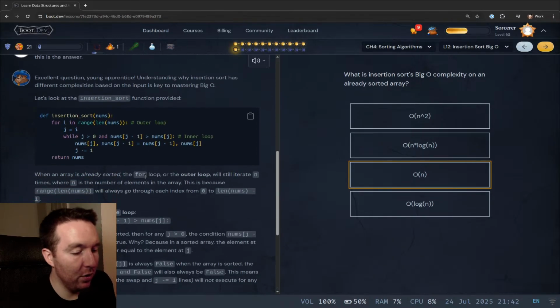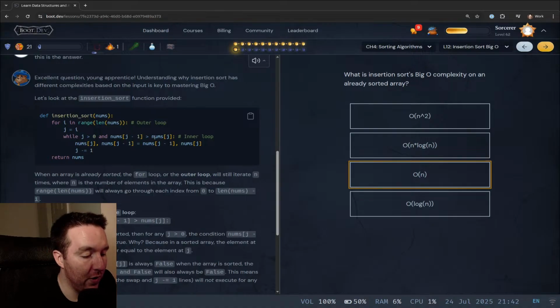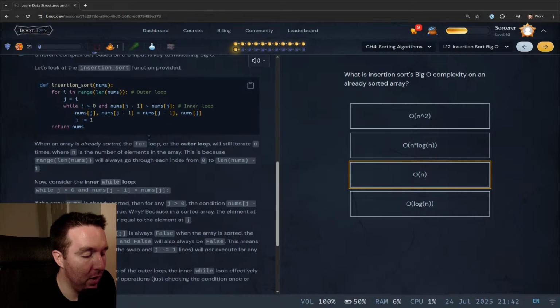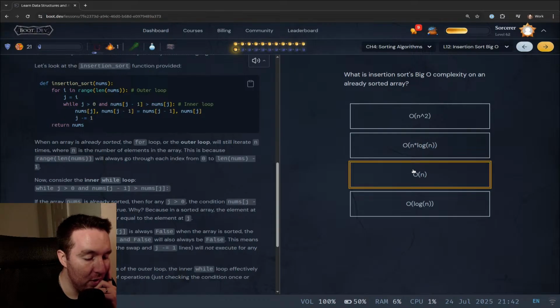So, excellent question, young apprentice. Understanding why insertion sort has different complexities based on the input is key to mastering Big O. Let's look at the insertion sort function provided. Outer loop, inner loop. When the array is already sorted, the outer for loop will still iterate n times. Oh, sorry, it's not constant, it's just linear. Right, yeah. The outer loop will still iterate n times, where n is the number of elements in the array, because range(len(nums)) will always go through each index from 0 to the length.